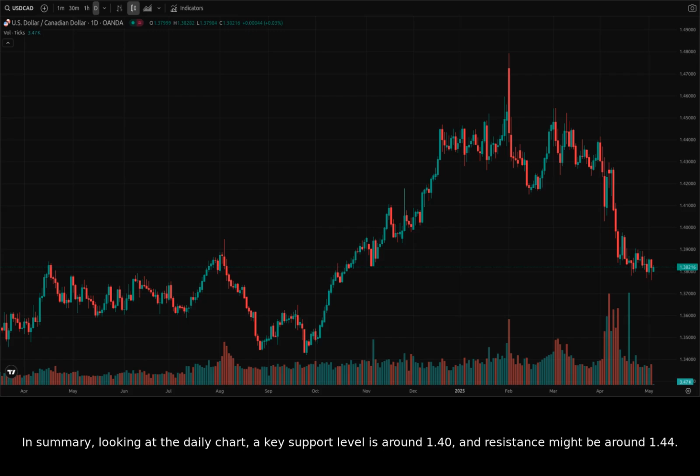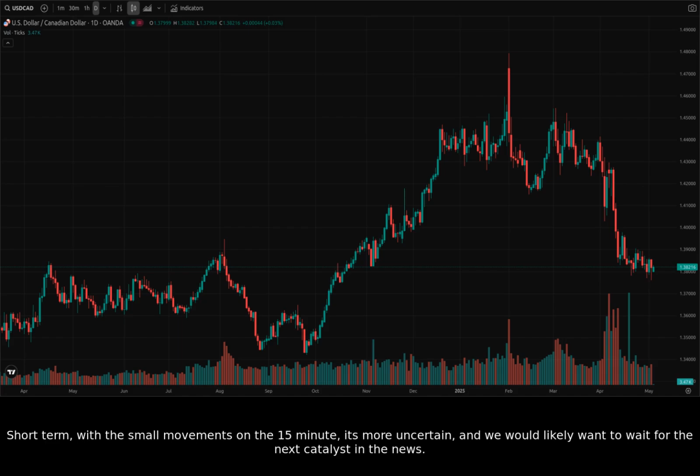In summary, looking at the daily chart, a key support level is around 1.40 and resistance might be around 1.44. Short-term, with the small movements on the 15-minute, it's more uncertain, and we would likely want to wait for the next catalyst in the news.